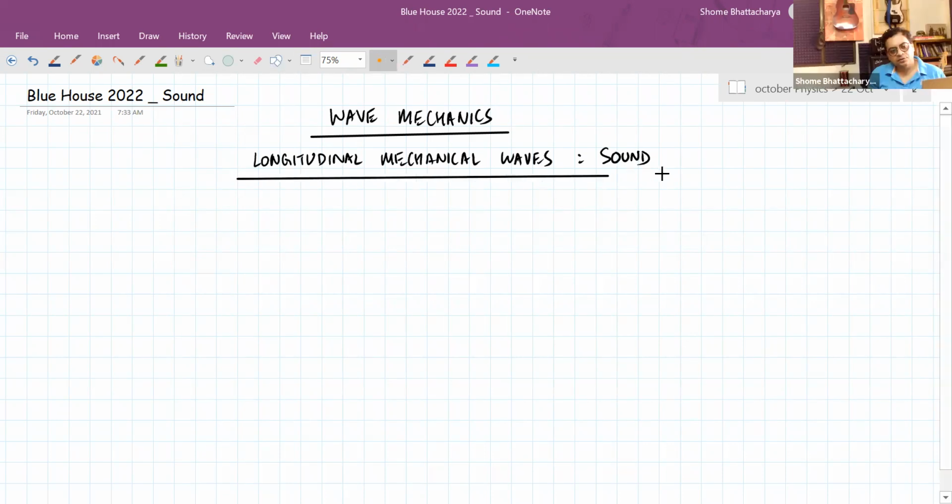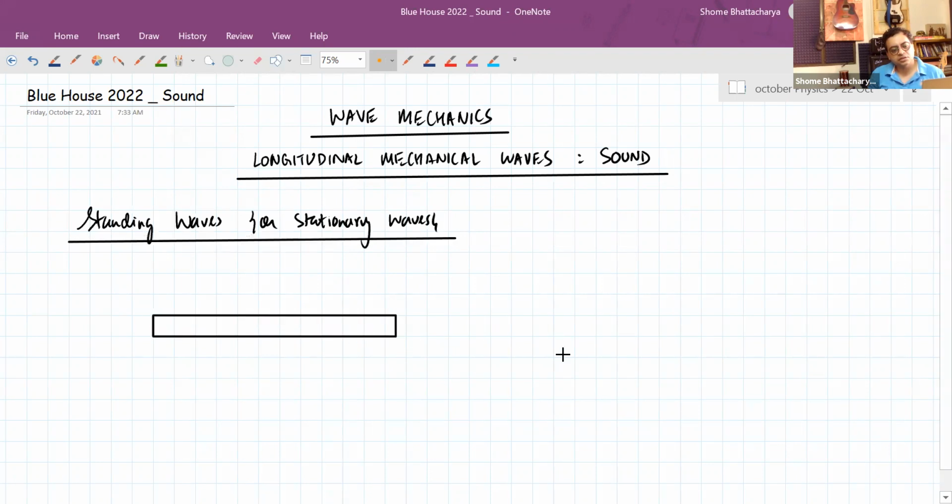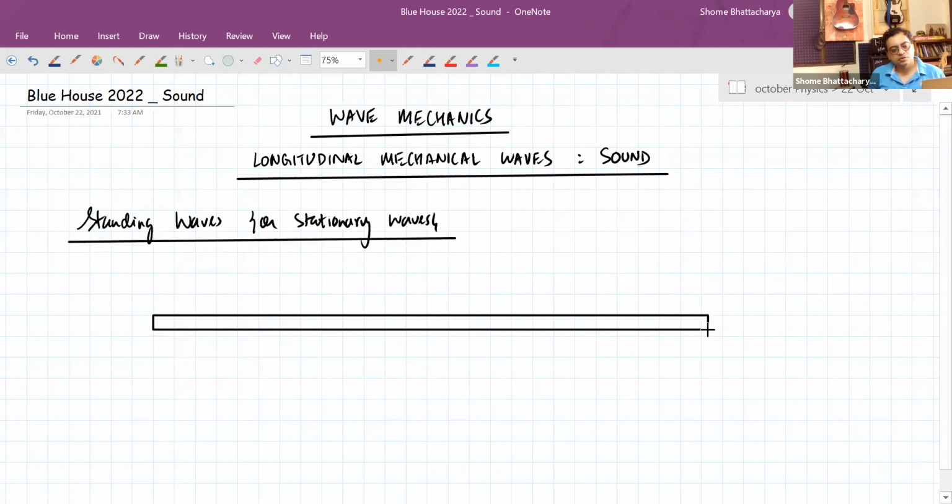Okay, now the next aspect of superposition of sound waves, the superposition effect we'll see, is standing waves, or stationary waves, in sound. So these can be created by the superposition of two one-dimensional sound waves traveling in the same medium but in opposite directions. That's one way of creating it.